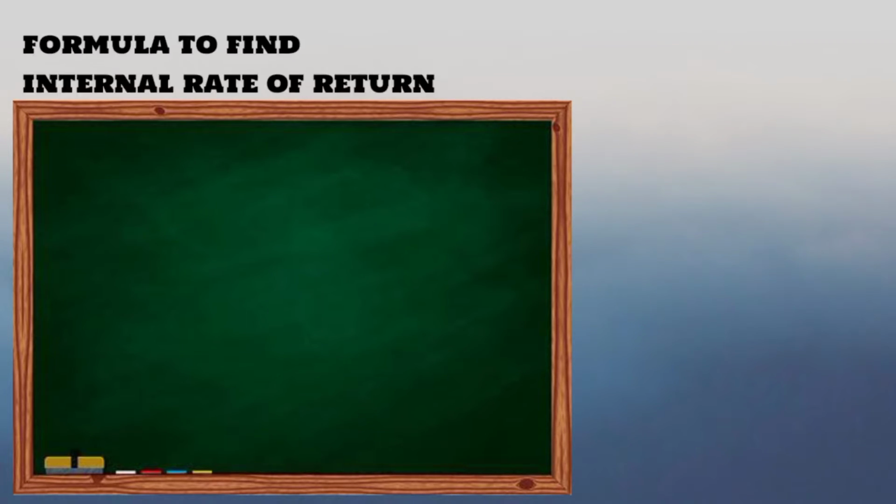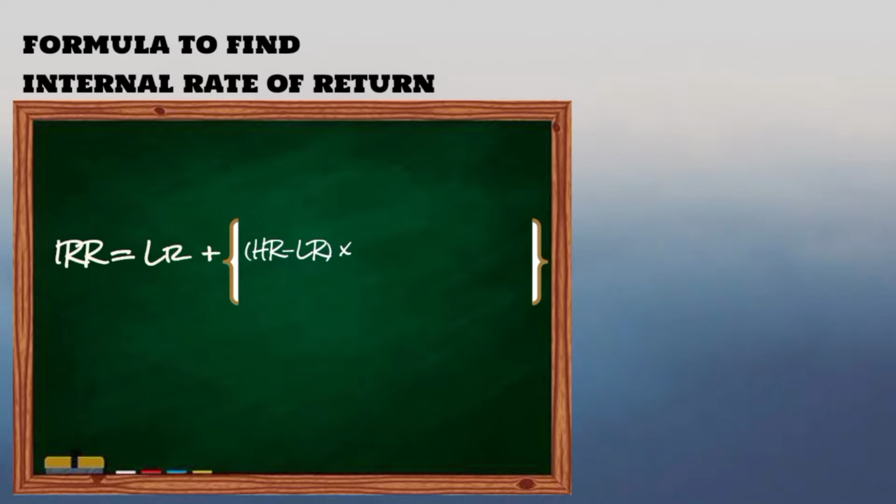We have here internal rate of return, or IRR, is equal to lower rate plus bracket open parenthesis higher rate minus lower rate close parenthesis multiplied to present value factor lower rate minus present value factor discounted cash flow rate of return over present value factor lower rate minus present value factor higher rate.